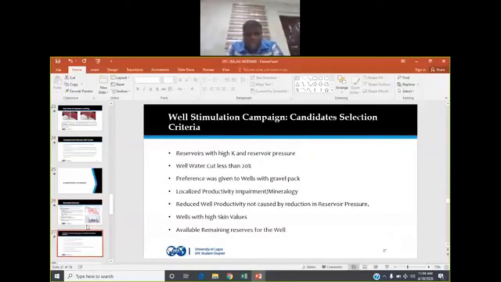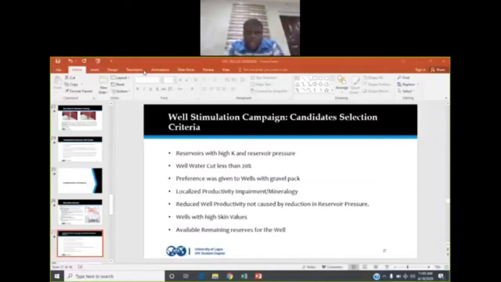Okay, before I go to the case, let me discuss the criteria we adopted in deciding which well to stimulate. As a production engineer, you have a lot of wells you are looking at, and normally production decreases. So you would like to investigate where the decrease in production is coming from. The fact that you have a reduction in production doesn't mean that you necessarily need to go and stimulate the well. So you need to come up with criteria to determine whether you need to stimulate a well or not. These are some of the criteria we looked at before deciding on the two wells we needed to stimulate.